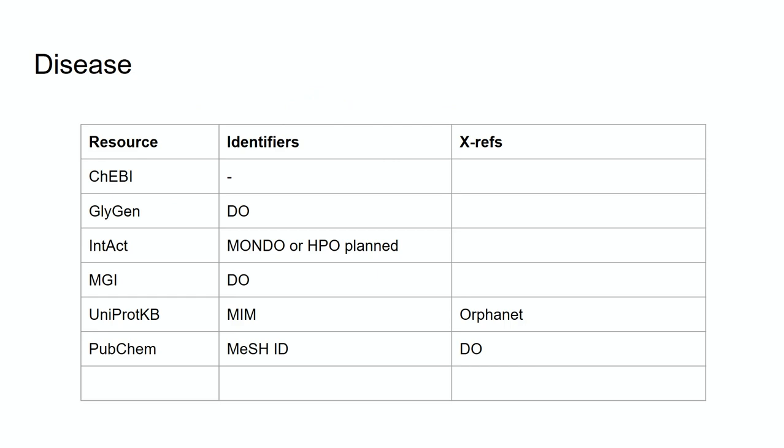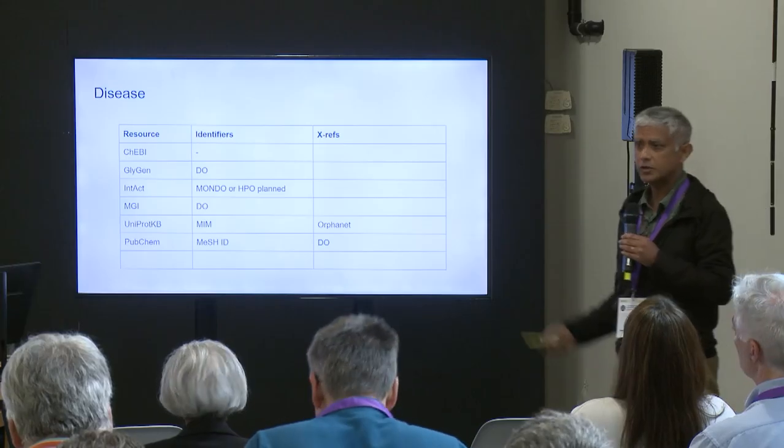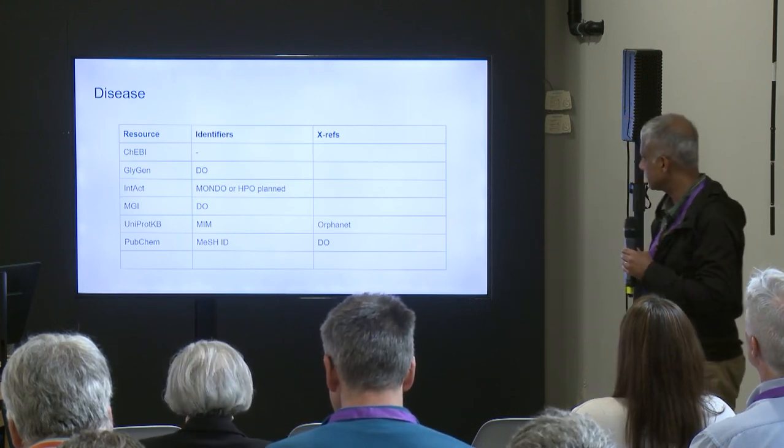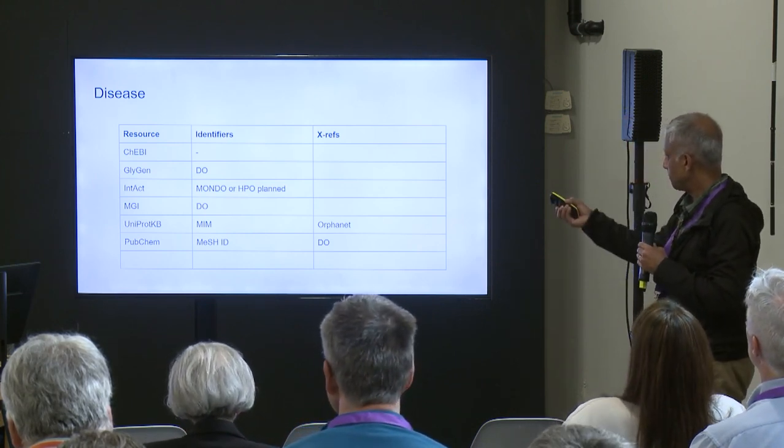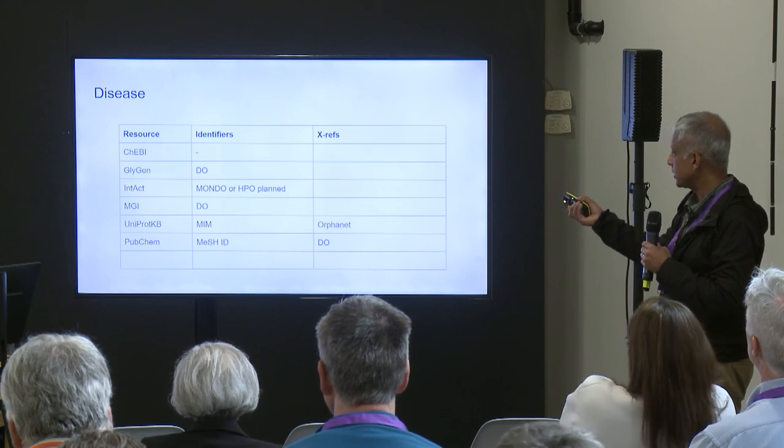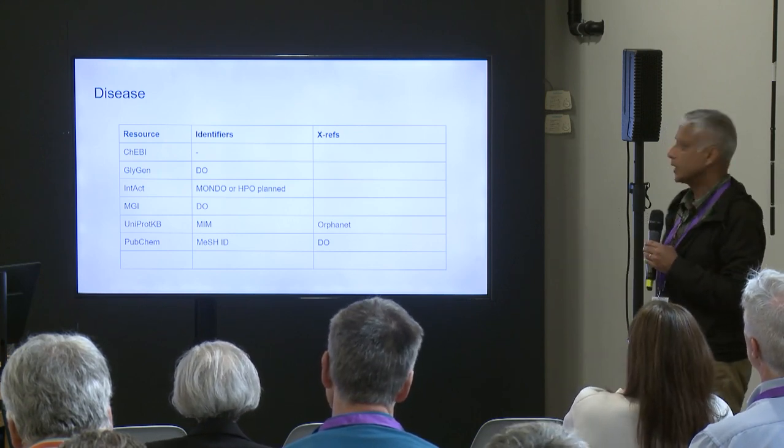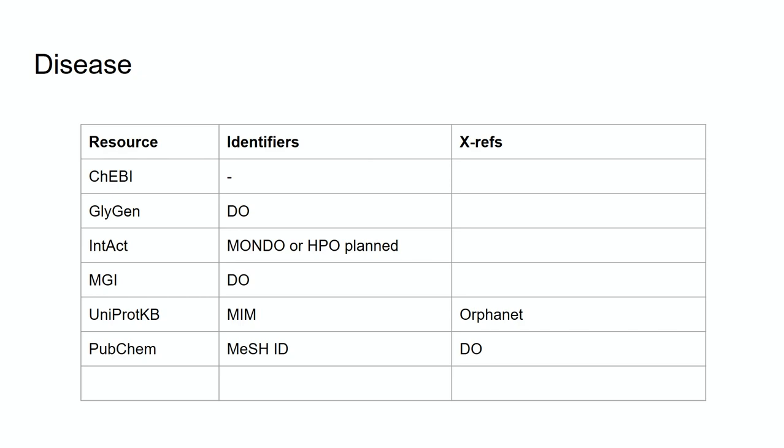UniProtKB annotates or connects to or uses MIM and Orphanet, but they do also have cross-references to other terms. PubChem uses MeSH ID and DO. So again, we felt that having this type of information when it's connected to the glycans can be important.